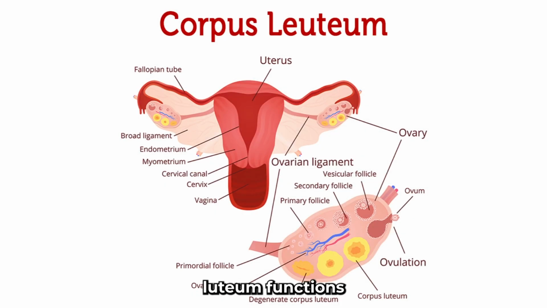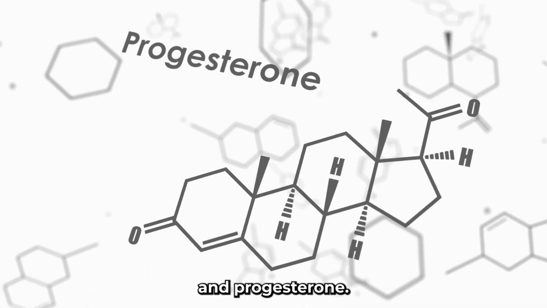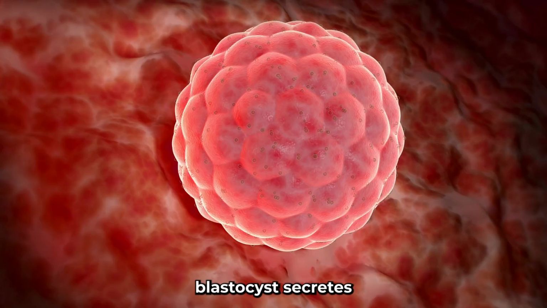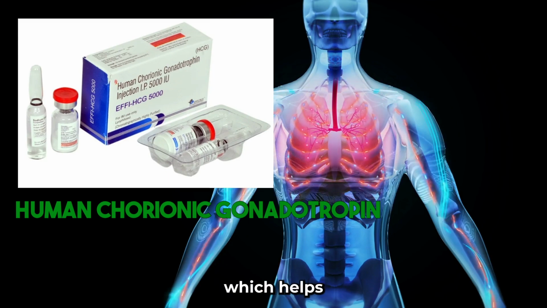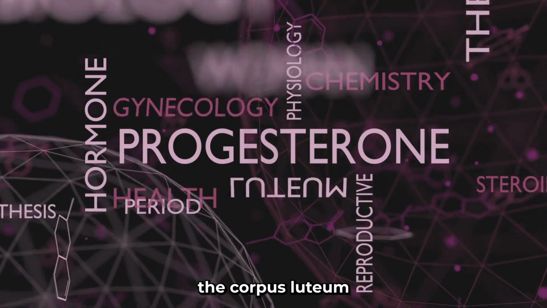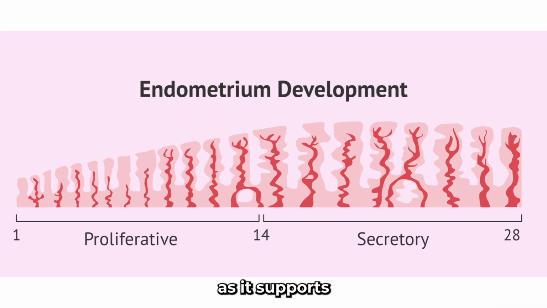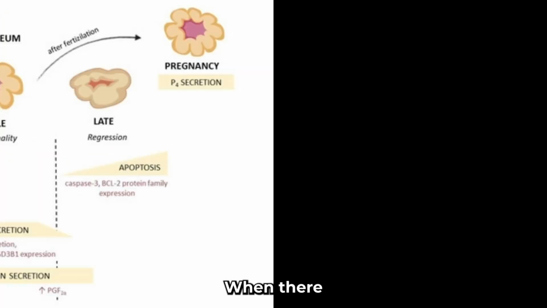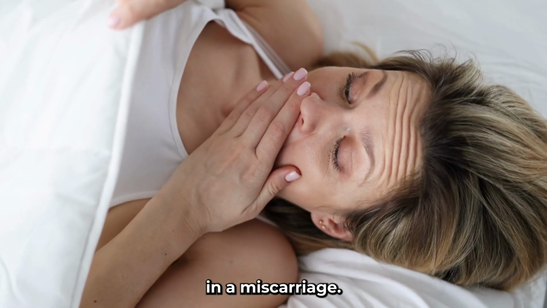Number 4. Corpus luteum deficiency. The corpus luteum functions to secrete hormones such as estrogen and progesterone. When implantation occurs, the developing blastocyst secretes another hormone known as human chorionic gonadotropin, which helps maintain the corpus luteum. The progesterone secreted by the corpus luteum is vital for the success of early pregnancy, as it supports endometrial growth and improves blood flow and oxygen. When there is corpus luteum deficiency, it can result in a miscarriage.